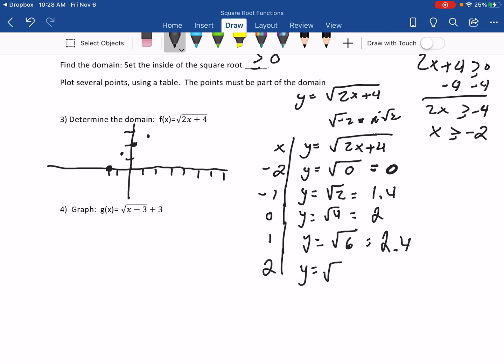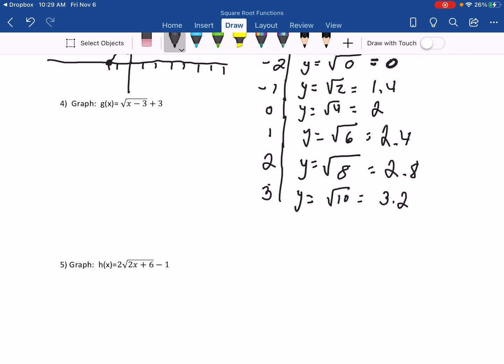And let's do one more point. So y would be the square root of 8, which is about 2.8. So we go really close to 3. And then let's finish with the 3. y would be the square root of 2 times 3, 2 times 3 is 6, plus 4, square root of 10, which is about 3.2. All right, so we go a little above this. We're going to be like there. Okay, and then if we connect, all right, there's your graph. Okay, so it's almost like half of an inverted parabola. So that's what a square root function looks like.